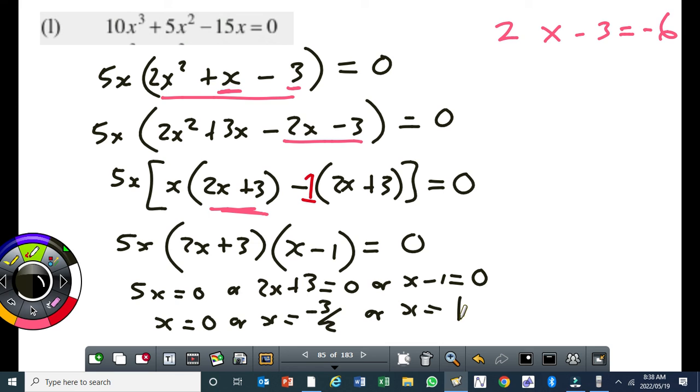Please be aware that it's not always that when you get a cubic polynomial, you have to use the factor theorem to determine the first factor. Sometimes you can factorize by a common factor and by your knowledge of factorization of trinomials. You get full marks for whichever method you use. You factorize like how I did, you get full marks. If you use the factor theorem, you also get full marks.